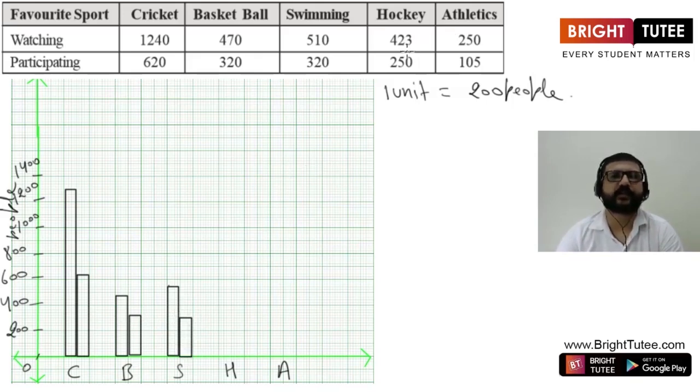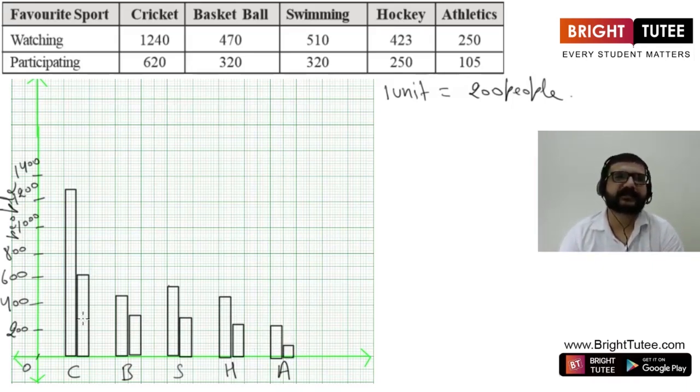Now for hockey it is 423. So it will be approximately like this. And the number of people participating in hockey is 250. So it will be like this. And for athletics, the number of people watching is 250. So we can draw one bar like this, and the number of people participating is 105. So it will be approximately like this.